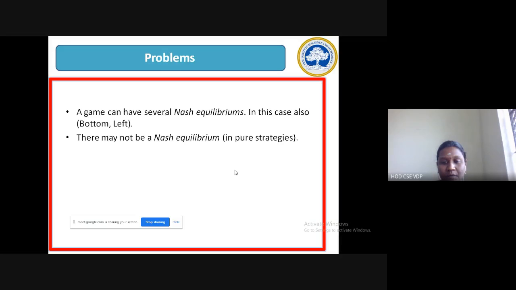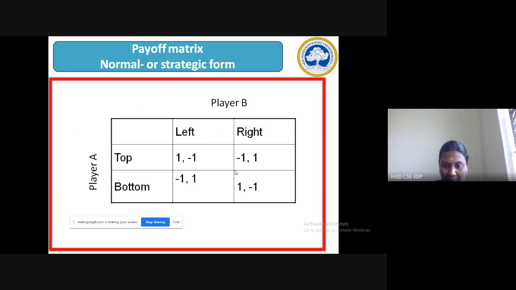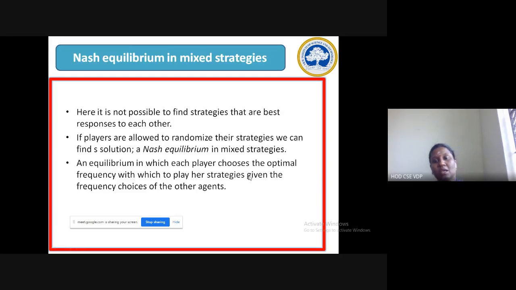Now moving on to the problem solving again. You have various forms of representing it. All these are nothing but the values given to you. You just have to find out whether Nash equilibrium exists or it doesn't exist.